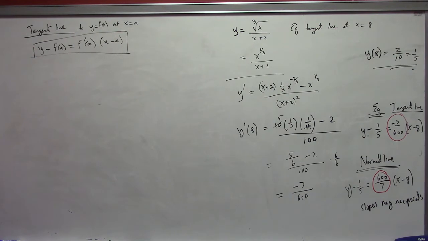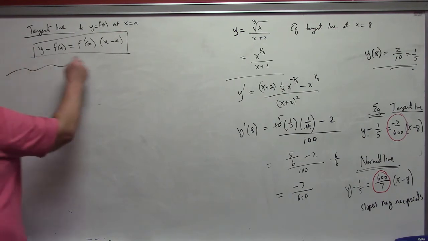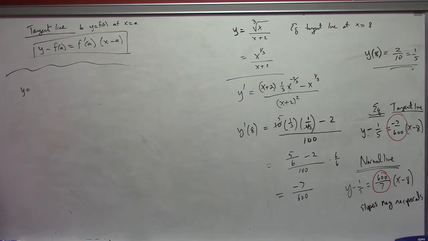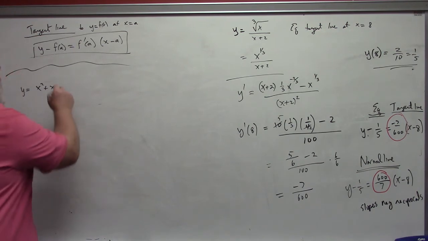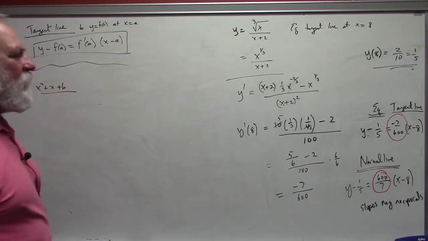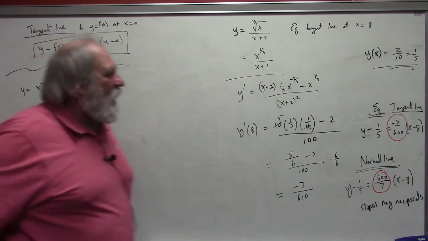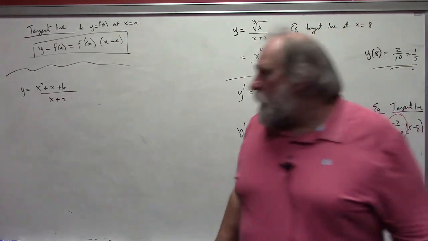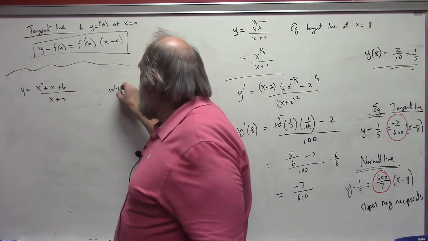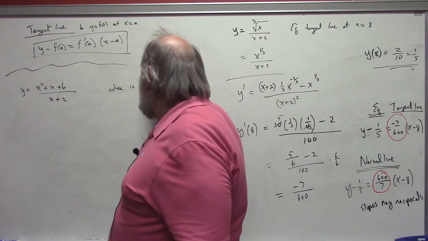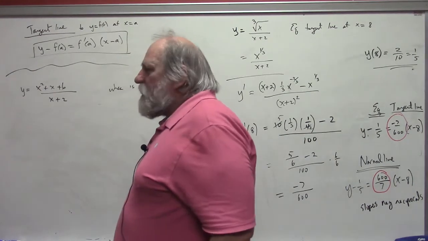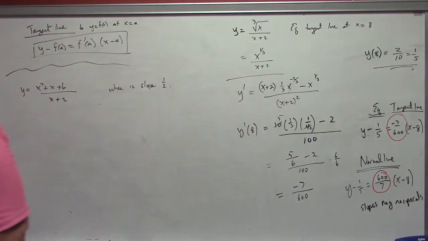So, suppose I have y equals x squared plus x plus 6 over x plus 2. And I want to know where the slope is equal to 1/2. So in this case, I'm not letting x be a half. I want the slope to equal a half.